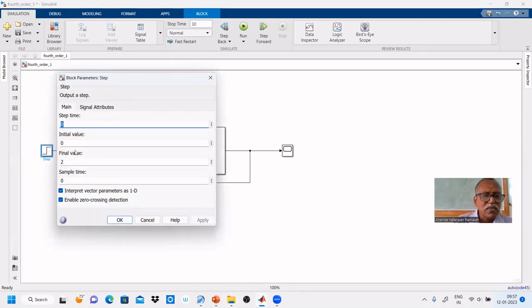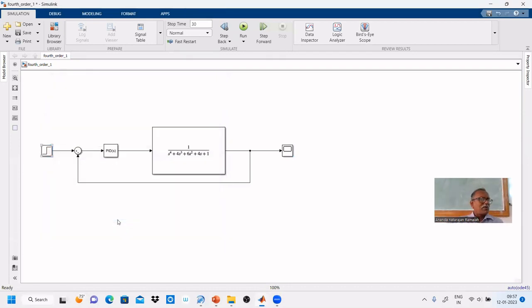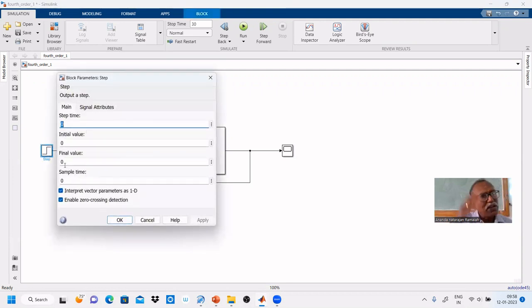Regulated response means no set point change. Final value is 0. 0 here in simulation indicates that it is at the nominal operating point, say 50%. We have to assume and imagine like that. That's why I am giving final value also 0. It means that I am giving no set point change. I am going to do the regulatory response.